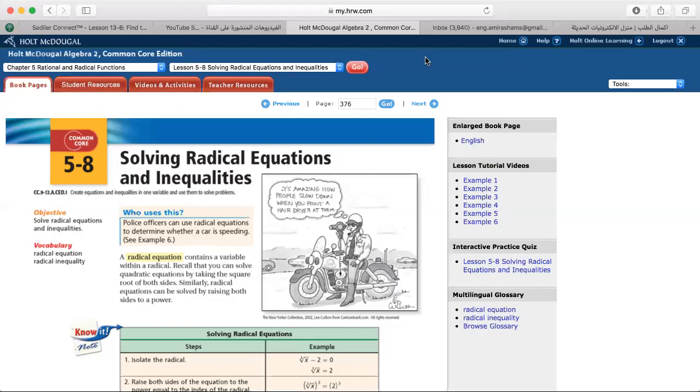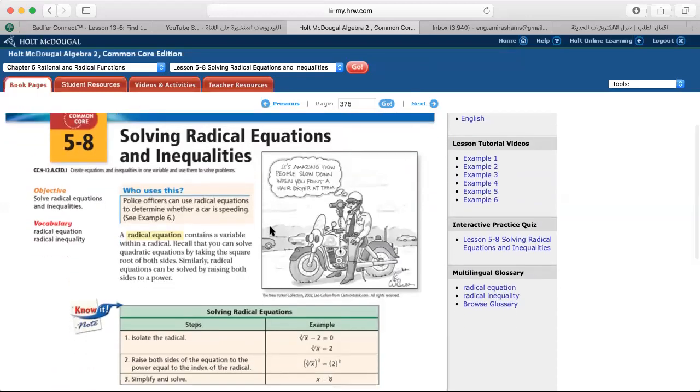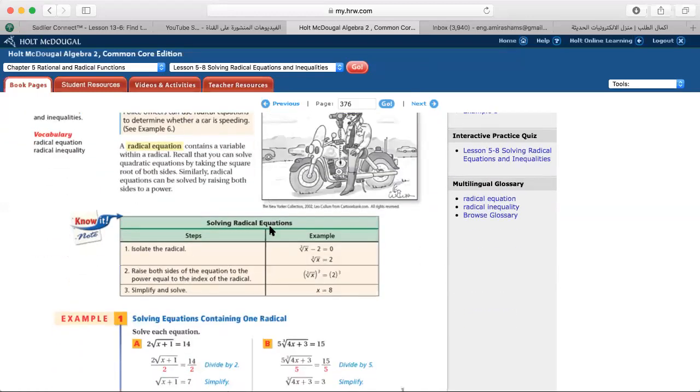Hope you are fine. We're going to continue today the lesson that we started yesterday, solving radical equations and inequalities, chapter 5, lesson 8 in Algebra 2. Yesterday we learned how to solve radical equations. We have some steps we have to follow.